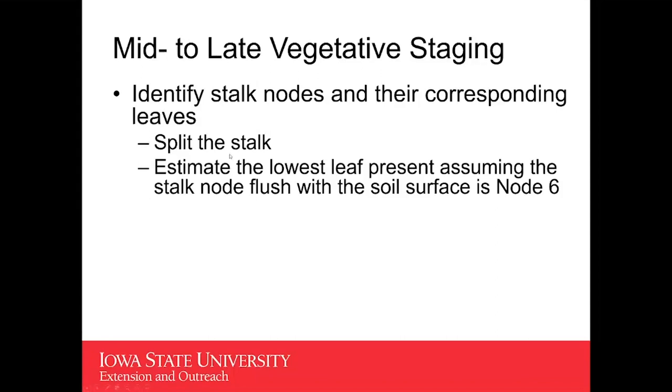Again, with the estimating from the sixth node being at the soil surface, you could be plus or minus a leaf stage or a vegetative stage at that time frame doing it that method. Splitting the stalk is going to be much more accurate, but is a little bit more time consuming.